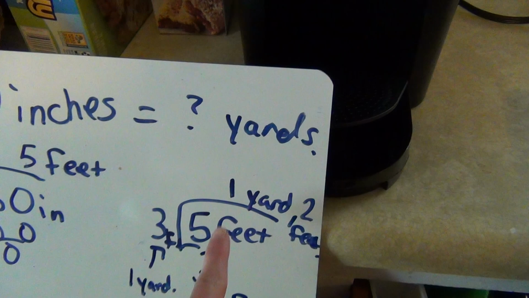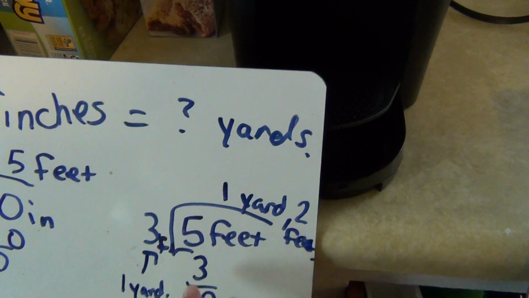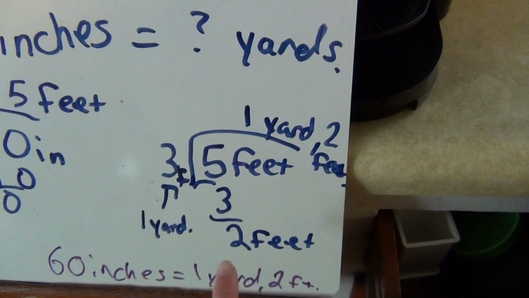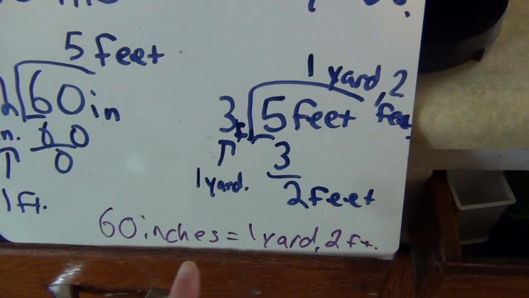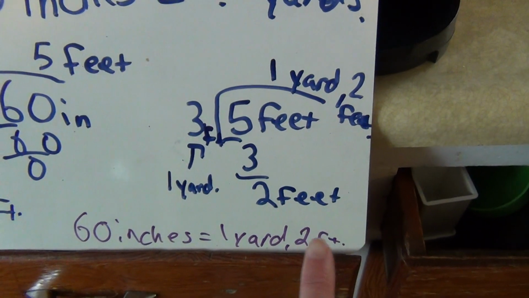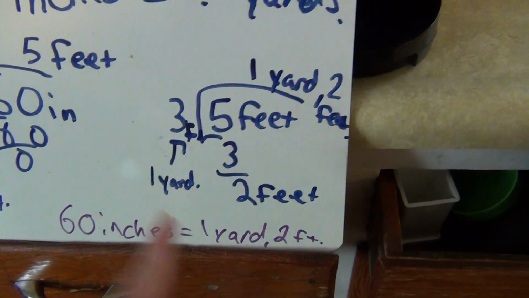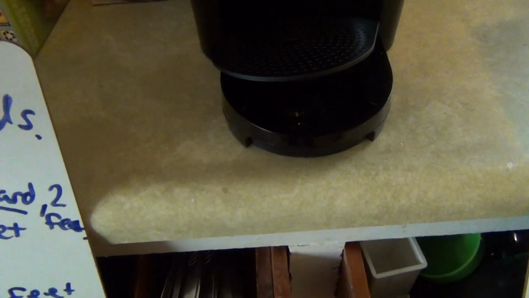3 goes into 5 one time. 1 times 3 is 3. Subtract, you get 2 feet. So 60 inches equals 1 yard, 2 feet. That's how we do that one.